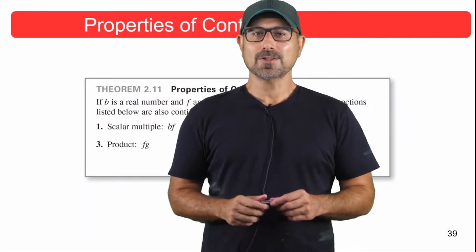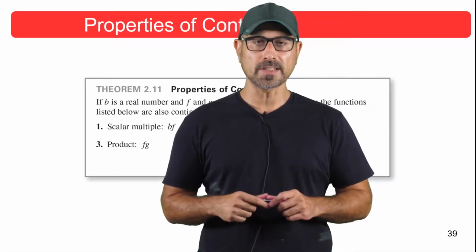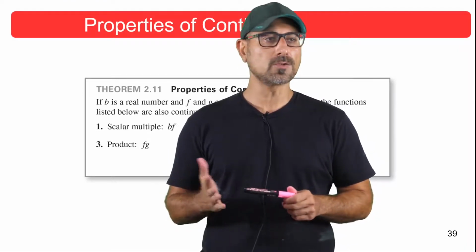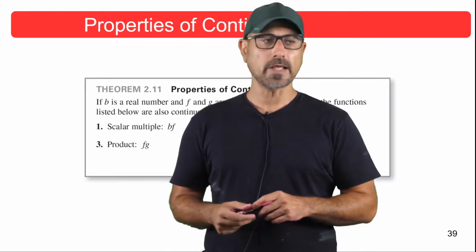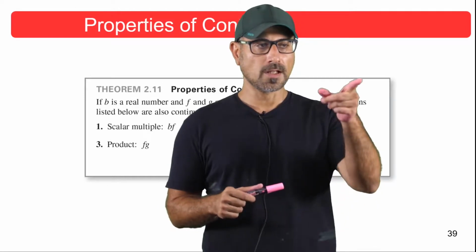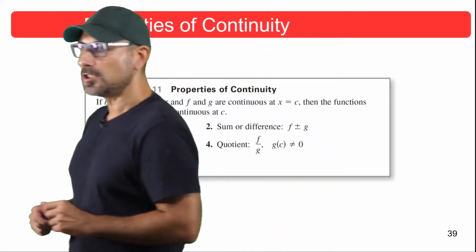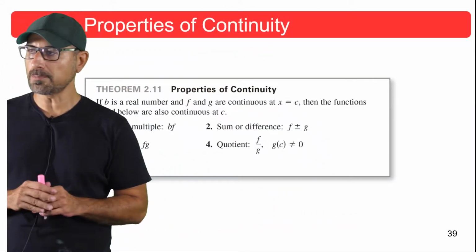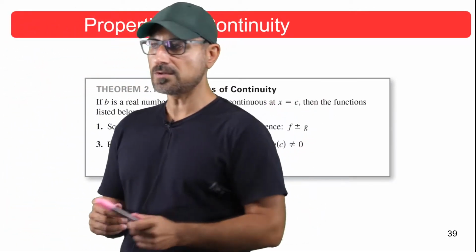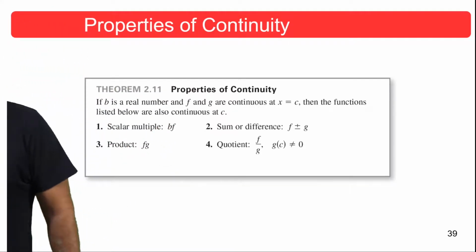Hello, welcome back. I want to show you a few properties of continuity before I start solving the next example. We know that if you have two functions added, subtracted, multiplied by a scalar, or divided by each other, these functions are continuous, except check for the quotient, where g, the bottom, should not be equal to 0 at the limit point. But as I said, multiplication by a scalar, the sum or the difference of these functions, the product of these functions, and the quotient are continuous.